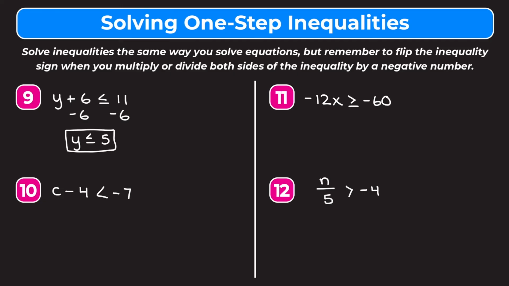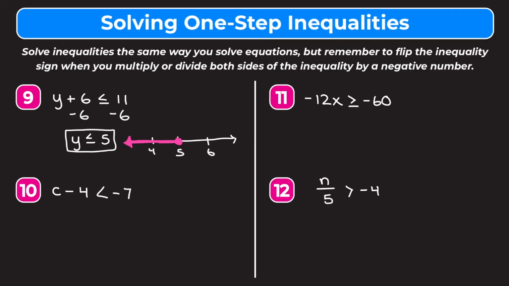And now we're just going to plot that on a number line. So we'll put 5, 4, and 6. Because y can equal 5, we're going to put a closed circle at 5. And y can be anything less than or equal to 5, so we're going to shade it to the left. So that's how we plot y is less than or equal to 5.